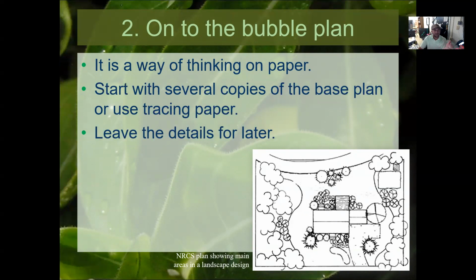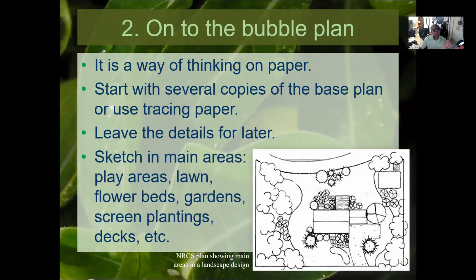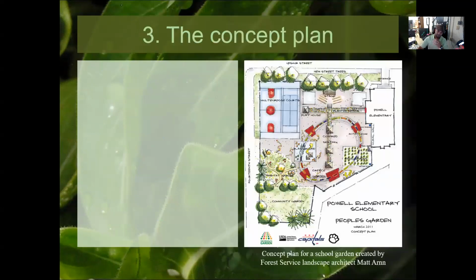We're going to leave the details for later. We're not going to just start drawing really detailed plans, because we're just making a bubble plan. We want to sketch in the main areas: play areas, lawns, flower beds, gardens, anything and everything that your client wants. We start bubbling all this stuff in really quick so we can get an idea of where we want to place things on our plan.